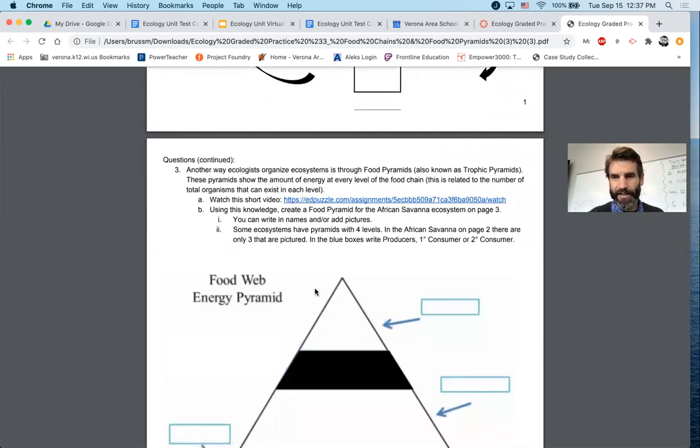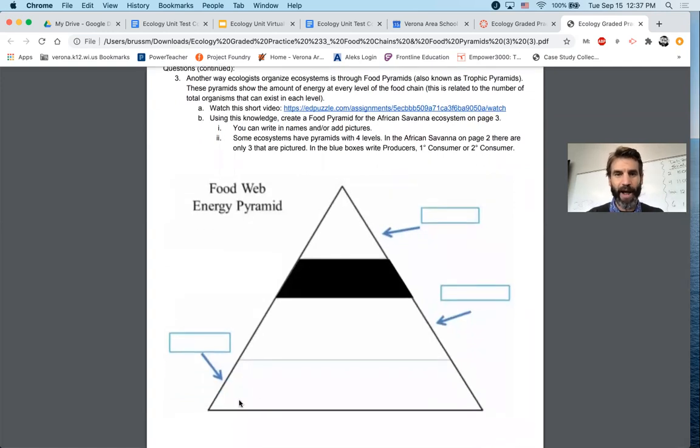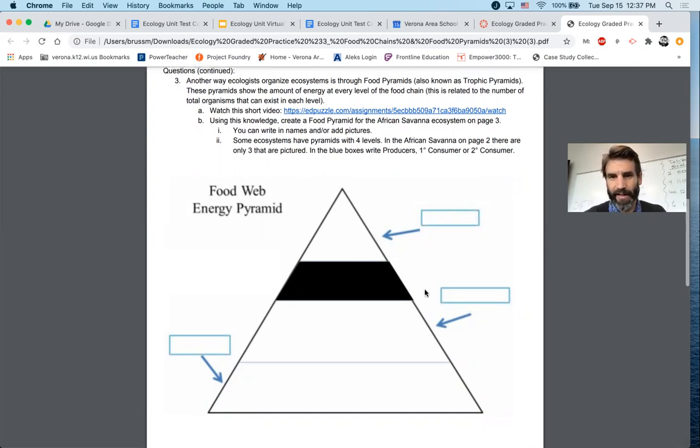Finally, students are going to see how you can also organize an ecosystem into this energy pyramid. And this goes by a number of different names: an energy pyramid, a food pyramid, a trophic pyramid. But students are going to understand a little bit more about why it's shaped in a pyramid and at what level different producers, primary consumers, and secondary consumers occupy. And then tomorrow, Wednesday in class, we're going to dive a little bit more into detail on this.